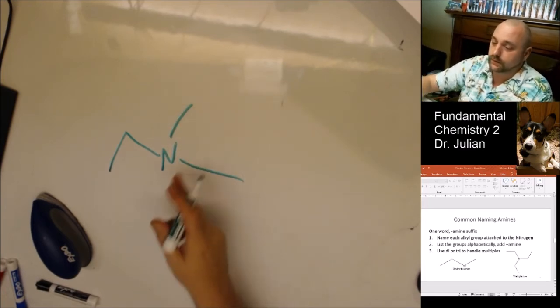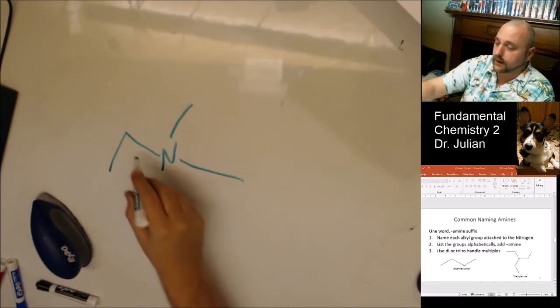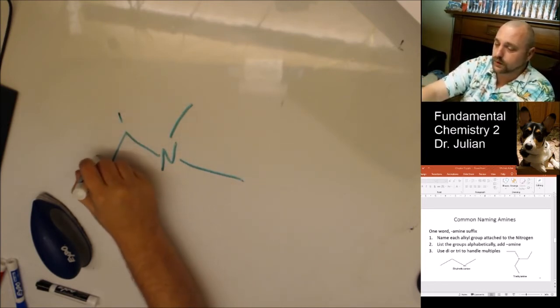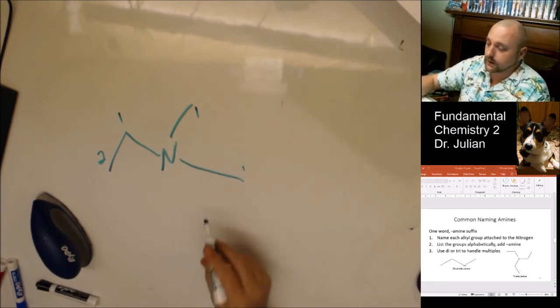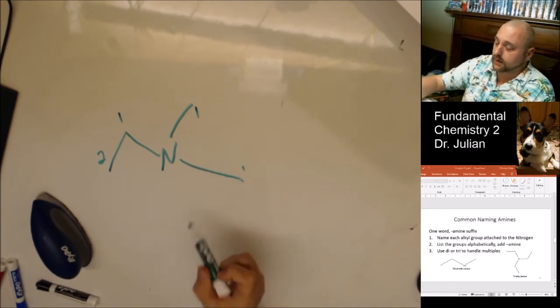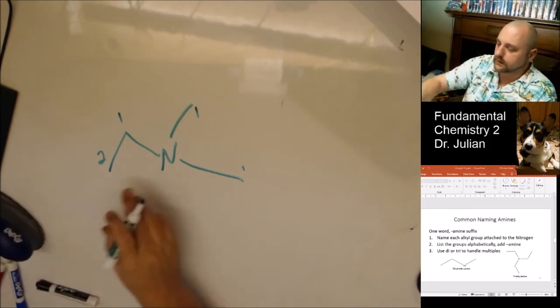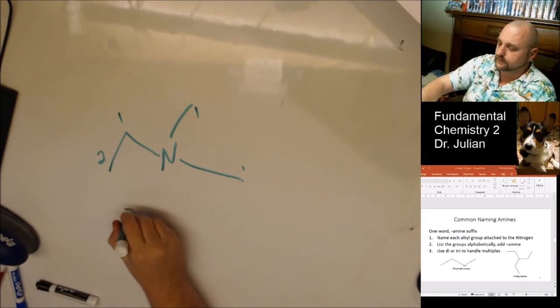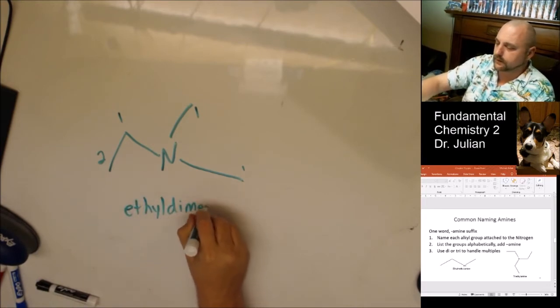But here's two things. I've got a nitrogen, it's tertiary. I have an ethyl group, so this is 1, 2, and I have 2 methyl groups. All right. Now those are going to be listed alphabetically, and so ethyl comes first. Ethyl dimethylamine.